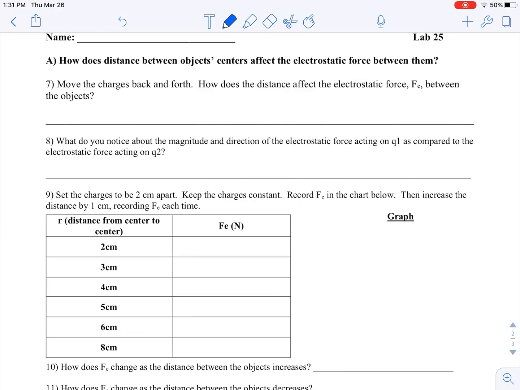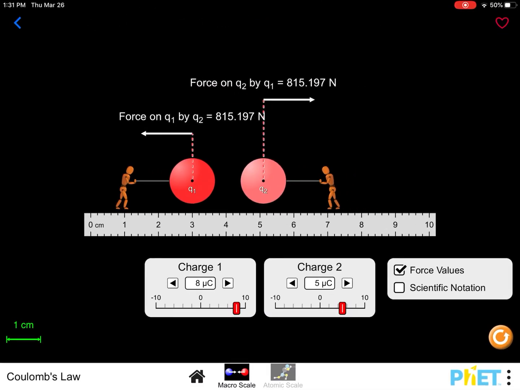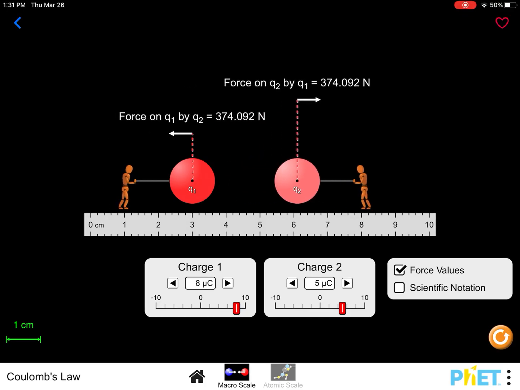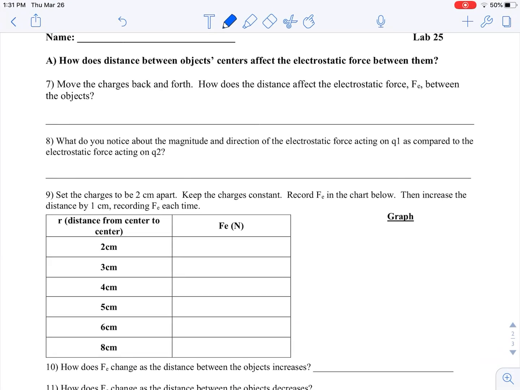So move the charges back and forth. How does distance affect the electrostatic force? If they're closer, looks like the force gets bigger. If they're farther, looks like the force gets smaller. Okay, so closer, force goes up. Farther, force goes down. Now that makes sense to us. That should be intuitive, that farther apart, less force.